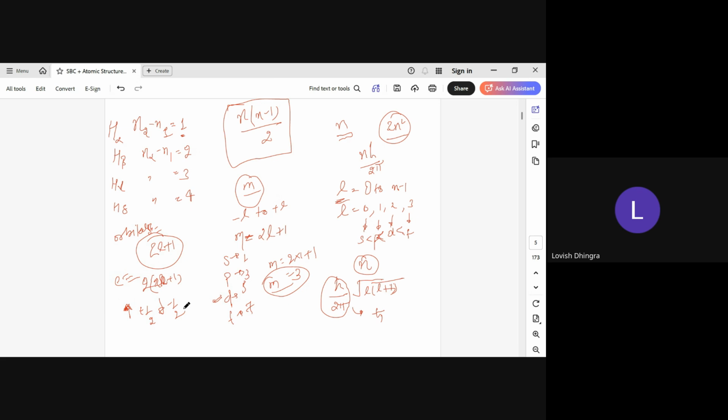Then the maximum number of electrons in a particular orbital can be 2 only. Whether it is s, p, d, or f, any particular orbital will always have a maximum of 2 electrons. And in a particular subshell, as we just discussed before, it is 2 into 2L plus 1.